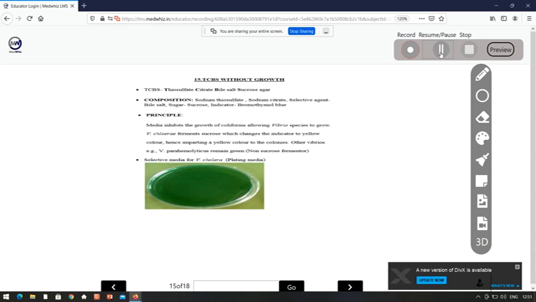In case of other Vibrio, such as Vibrio parahaemolyticus, they do not ferment sucrose. They remain green in color. That's why they are called non-sucrose fermenters. So this media is also called a selective media for culturing Vibrio cholerae.